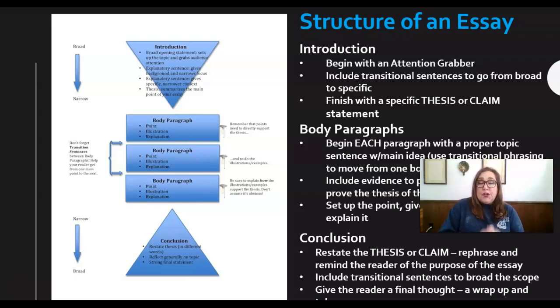When you conclude, restate the thesis statement or the claim or the proposition. Include some transitional sentences as you broaden out the idea, and then finish with a final thought, and then your essay is written. Some of you who may like math, this is sort of a formula, and if you follow this formula, it works.